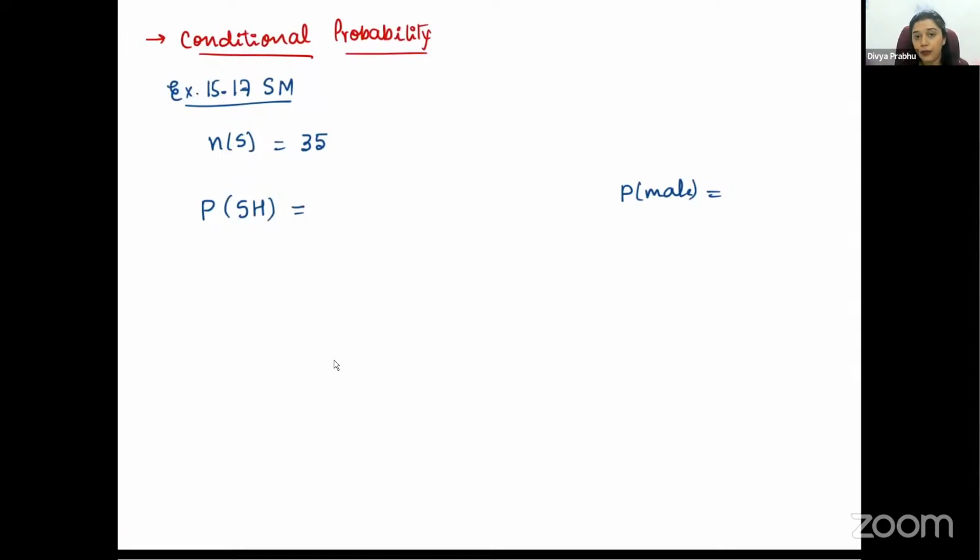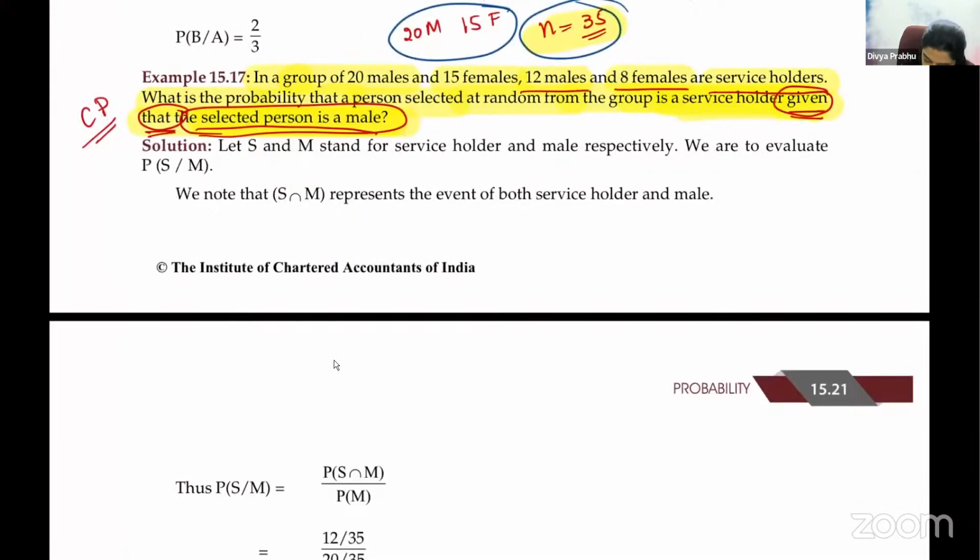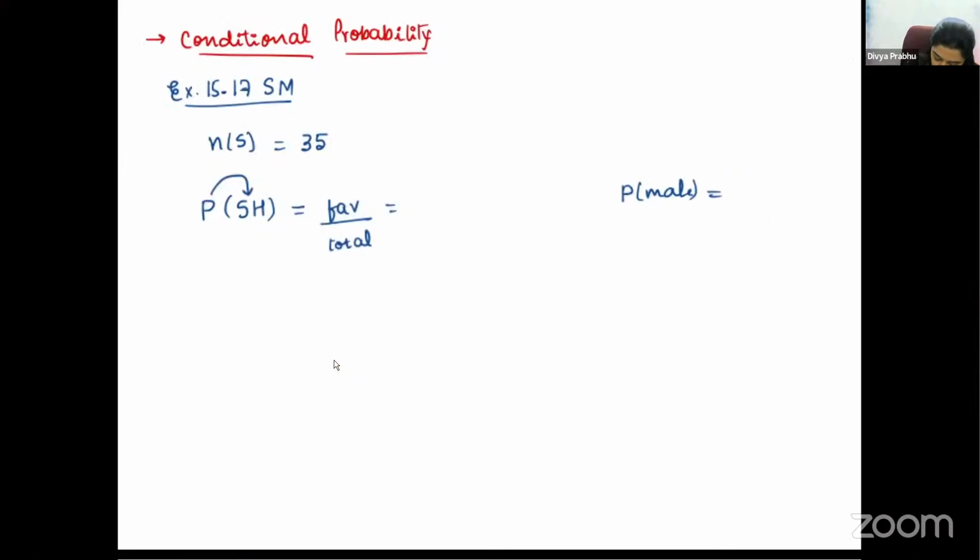Now we have to check probability of him being a service holder. Again, what is the formula? Favorable outcomes by total outcomes. So how many service holders are there? Can you check? The service holders are 12 males plus 8 females. 12 plus 8, which is 20. There are 20 service holders. So here, favorable is 20 divided by total number, which is 35. So probability of the person selected being a service holder will be 20 by 35.